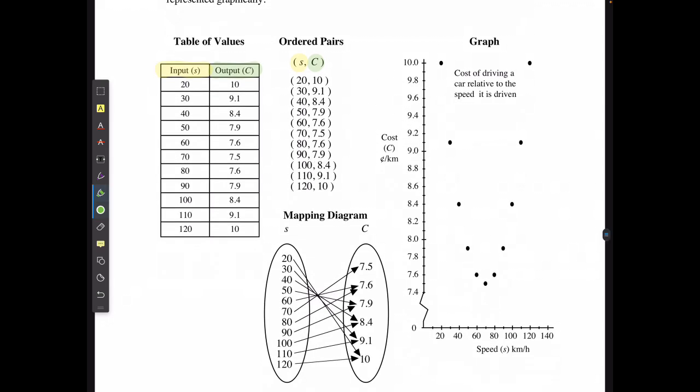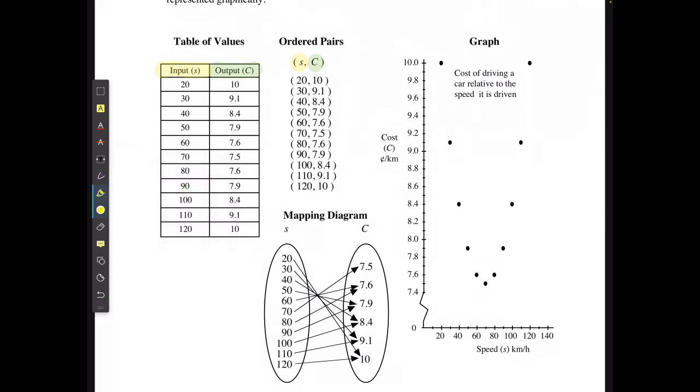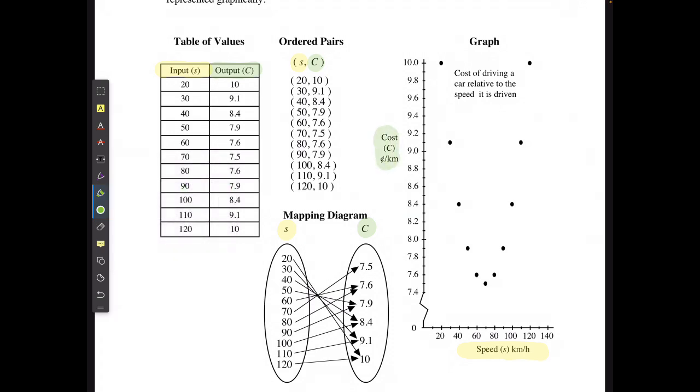If I'm doing the mapping notation, I have my input on the left, I have my output on the right. If I'm doing a graph, and we've already experienced this, my input is the horizontal, my output is the vertical.